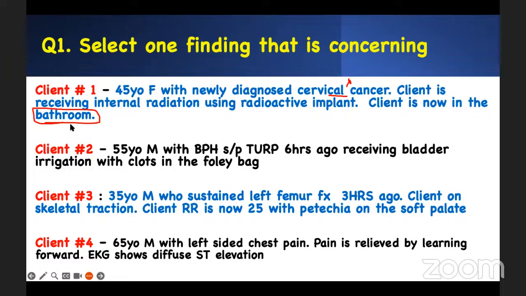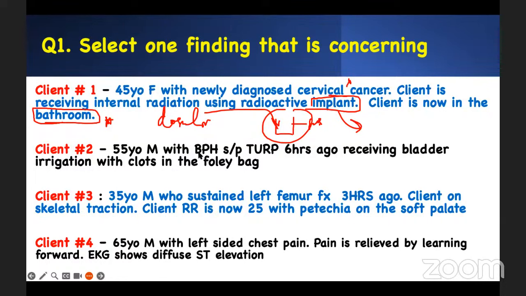That patient should not get out of the bed. Otherwise, the implant comes out and it becomes a radiation problem. This is why the nurse should have the lead to pick it up and the lead container in case this happens, and she puts it in. Remember, the nurse is going to wear the dosimeter so that if there's radiation, they can tell how much is being exposed. But being in the bathroom is the most concerning thing, not the radiation itself, not the cervical cancer.